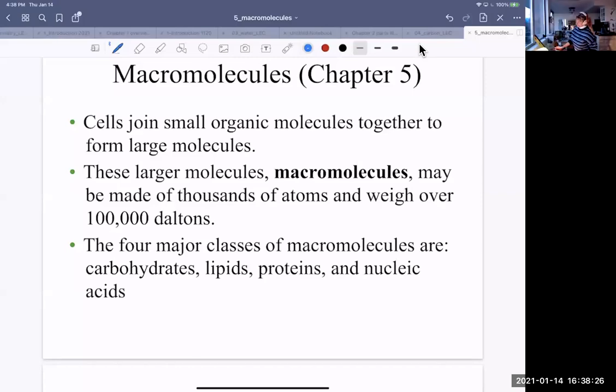Macromolecules. Cells join small organic molecules together to form larger macromolecules. Macro means large. They may be made of thousands of atoms. They may weigh over 100,000 Daltons. And the four major ones are carbohydrates, lipids, proteins, and nucleic acids. And each cell has different macromolecules.